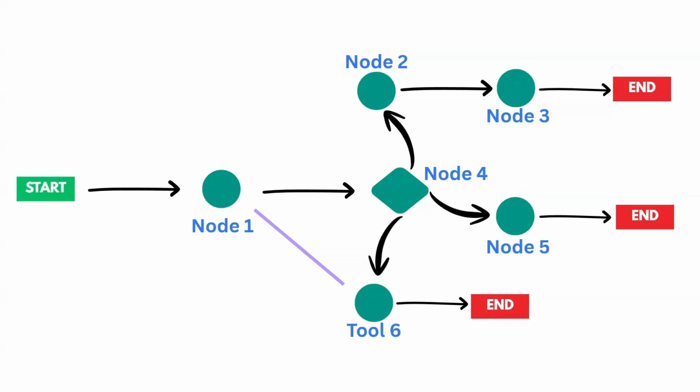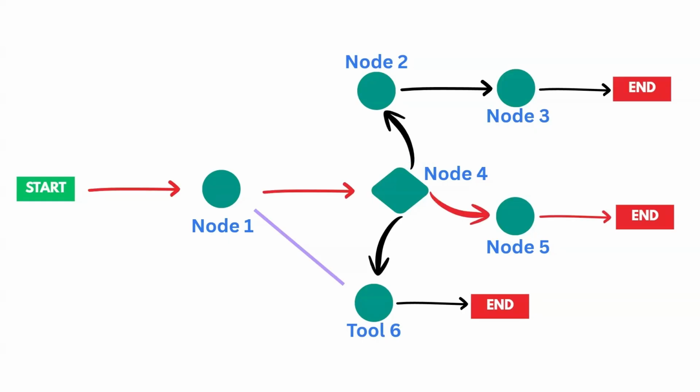And a directed edge has a specific direction from one vertex to another, which means the relationship goes only one way. The edge or arrow from start to node 1 or node 1 to node 4 colored in black are examples of a directed edge. So whatever arrow you are seeing here, all are representing a directed edge.